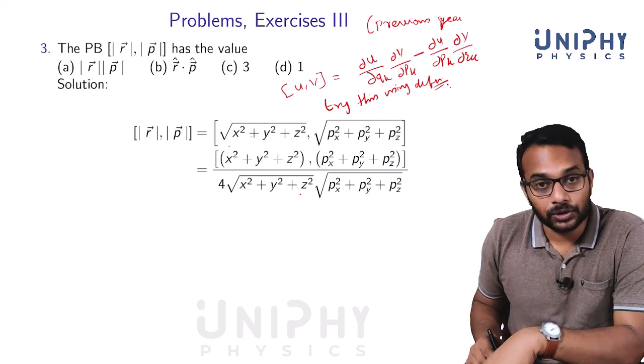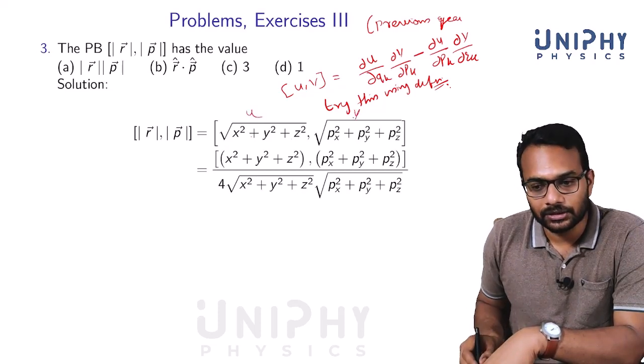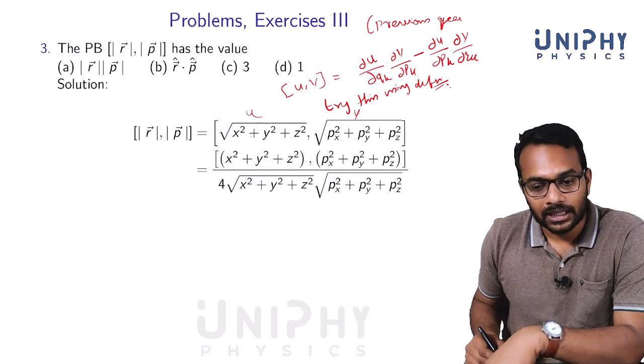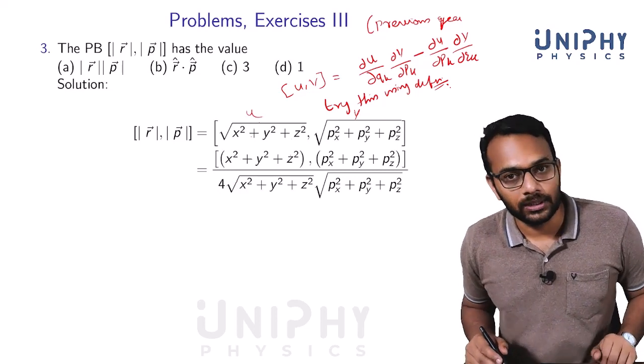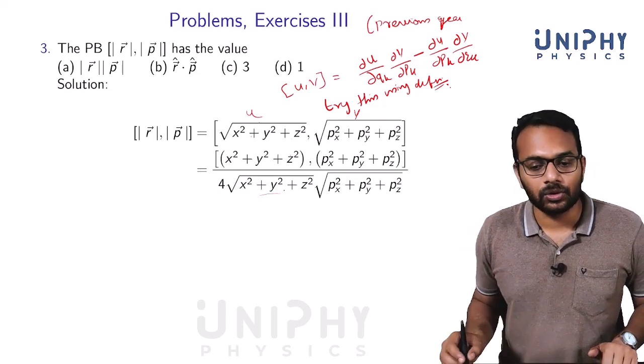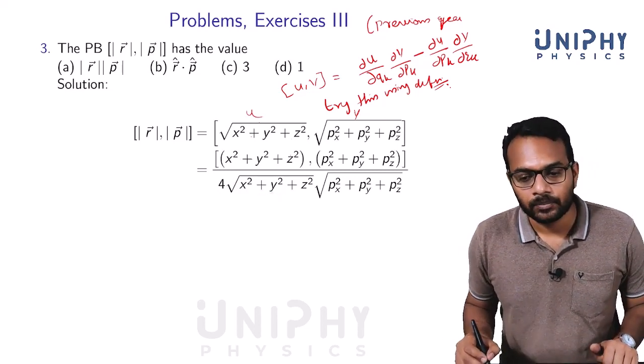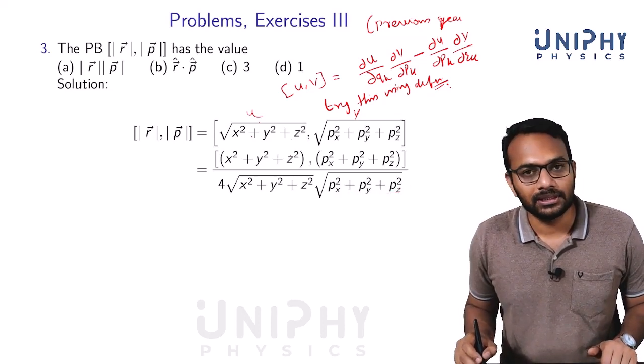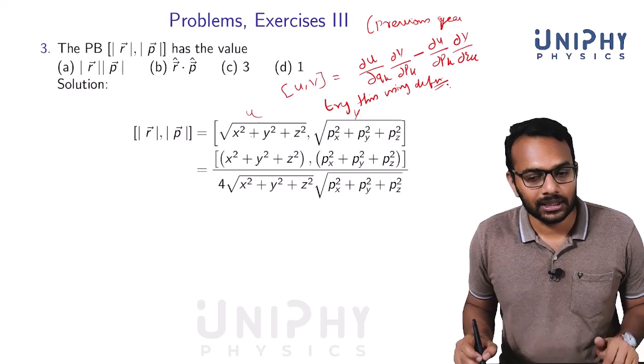Right. And what's u square? This is u and this is v. So u square is x square plus y square plus z square, comma, px square plus py square plus pz square, divided by 4uv. In the place of u you have got the square root of x square plus y square plus z square, and in the place of v you have got the square root of px square plus py square plus pz square. Is this clear? I hope that's clear.